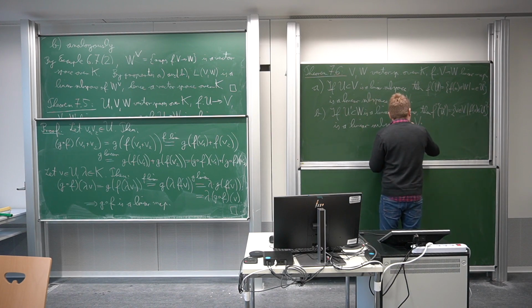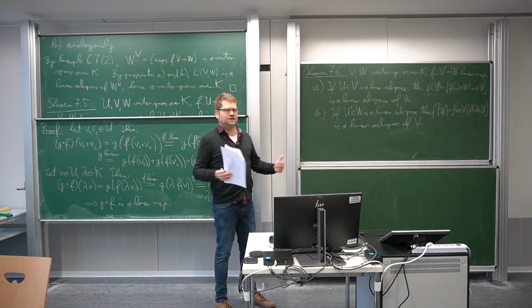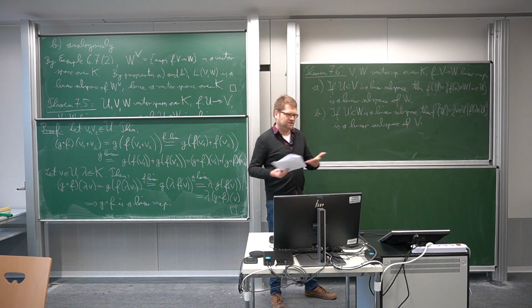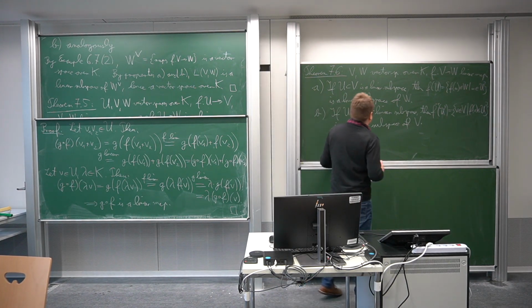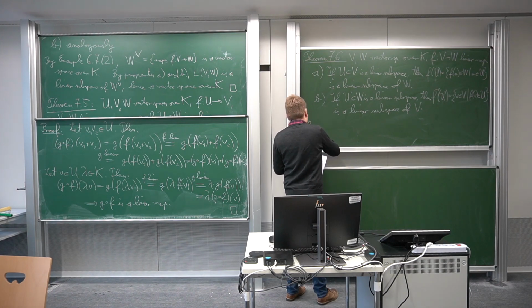Okay, so images and pre-images under linear maps of linear subspaces are again linear subspaces, which is beautiful because this really shows that the linear structure is preserved in many ways by linear maps. Okay, let's prove this.